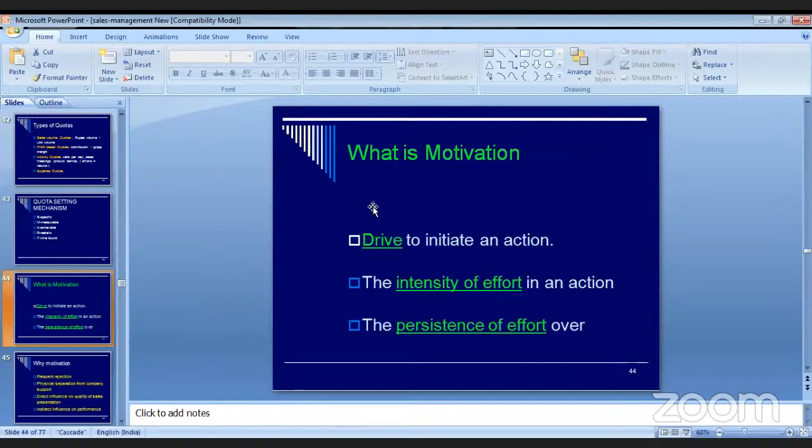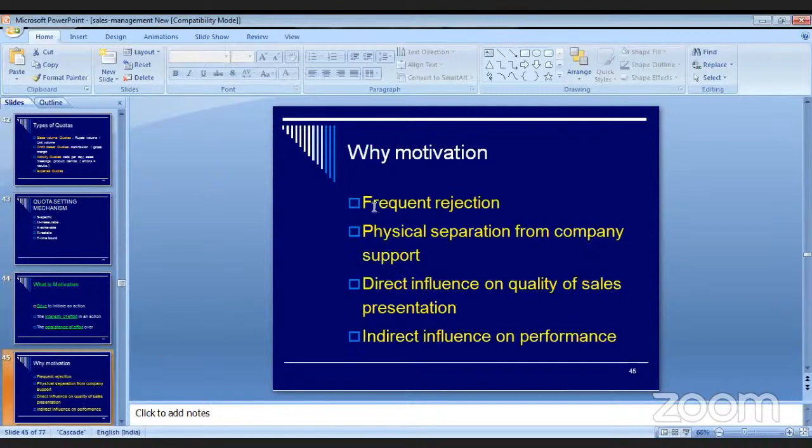So your arrogance, your product arrogance, sometimes works, but most of the time you have to be polite. But sometimes you have to be very practical and you have to counter. So that is important in this case. Then see my motivation, frequent rejection. Suppose you are frequently rejected, so you have to develop your skill.